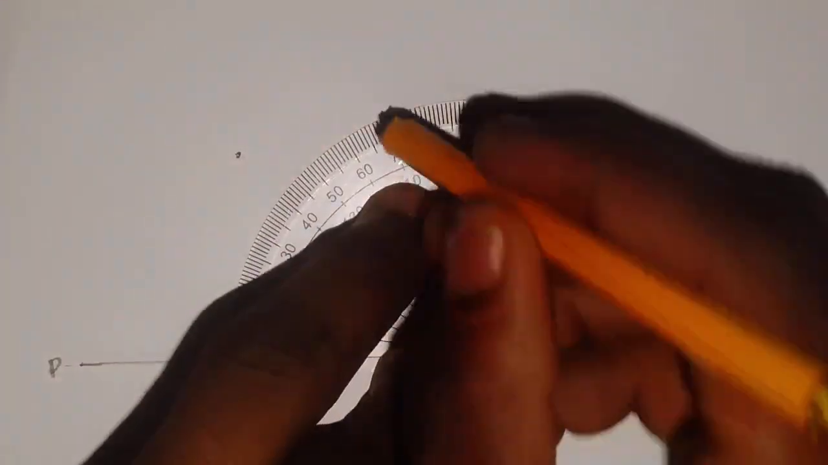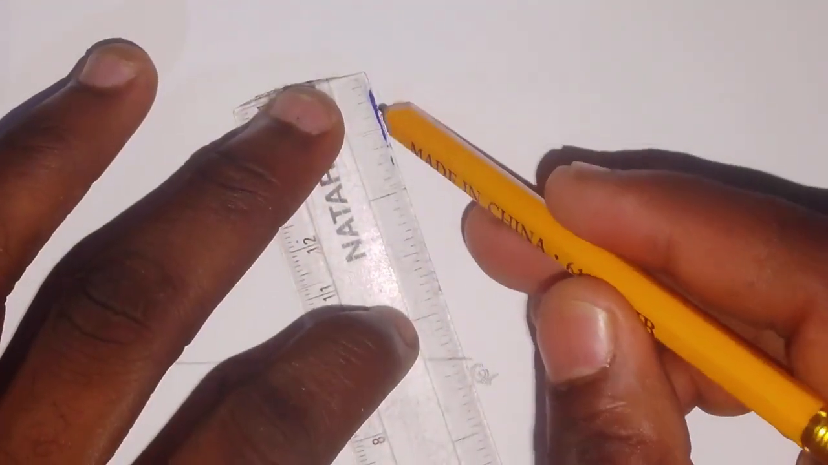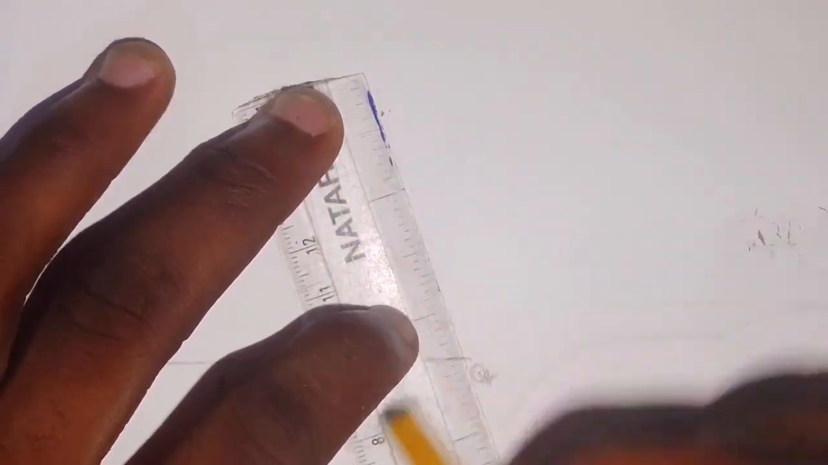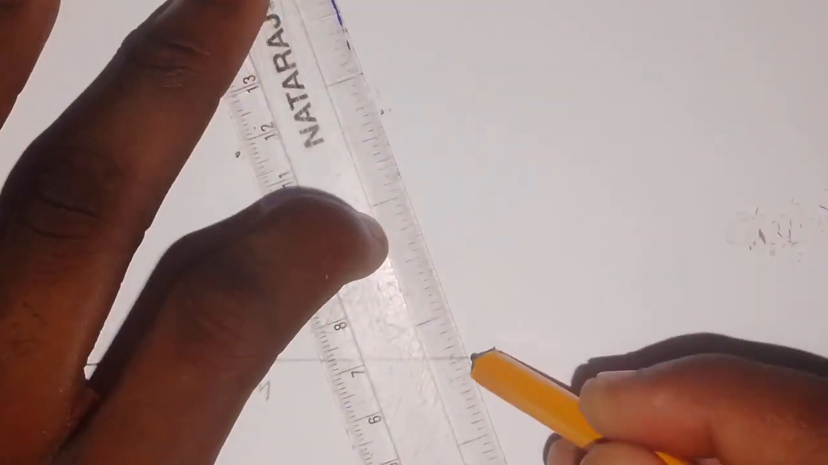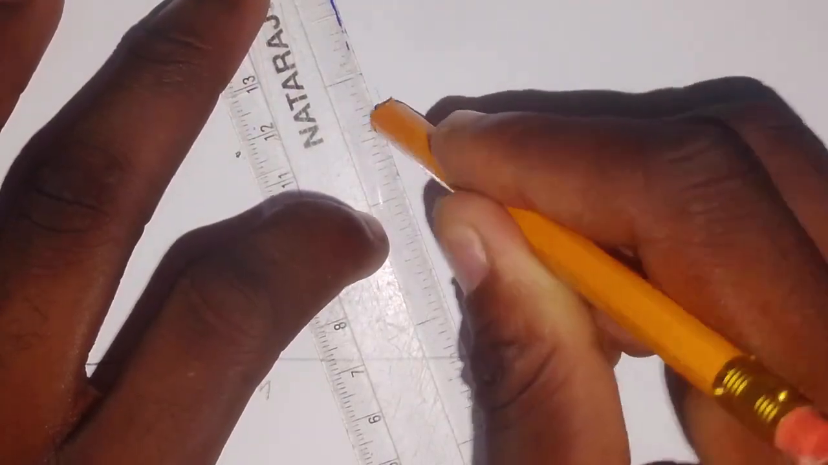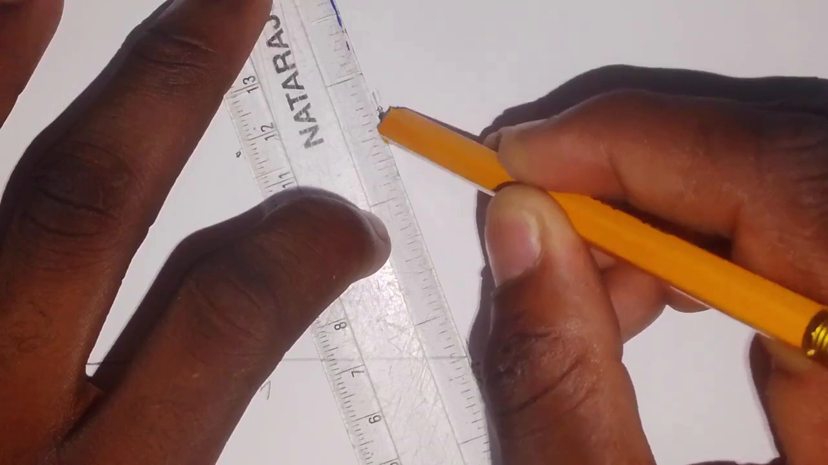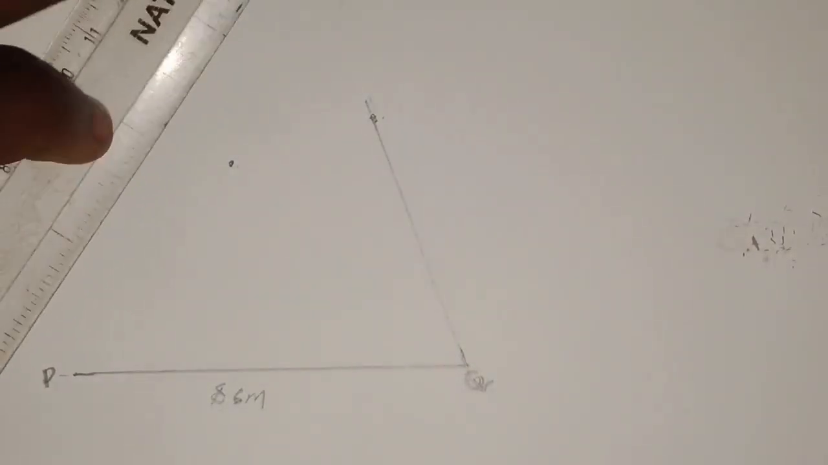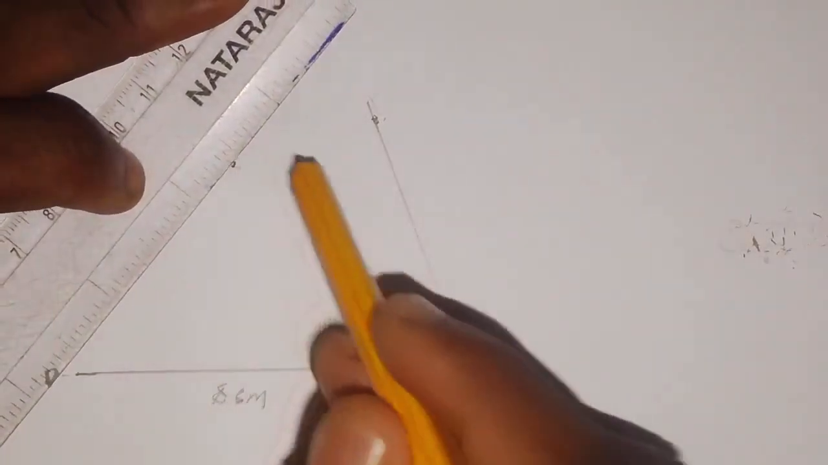Then we just connect these points that we have drawn. Make sure that you pass exactly at the center of the points that you have drawn. So this is the point that we drew, so we just pass at the middle of this. We also do the same on this side. So this side we are going to pass here exactly.